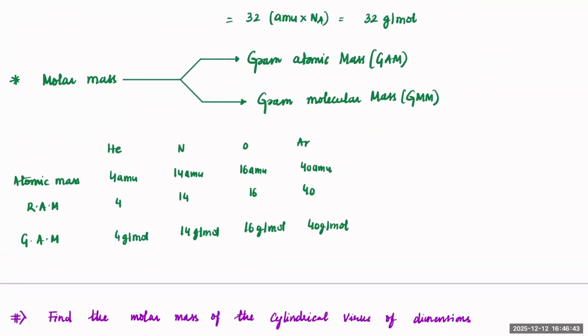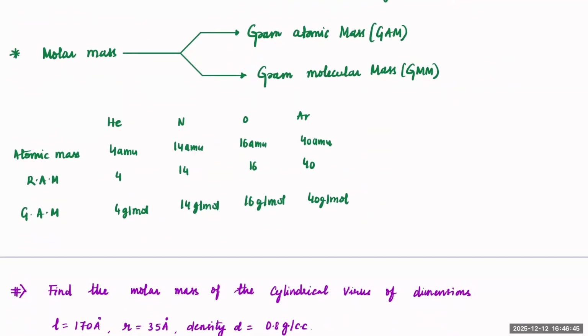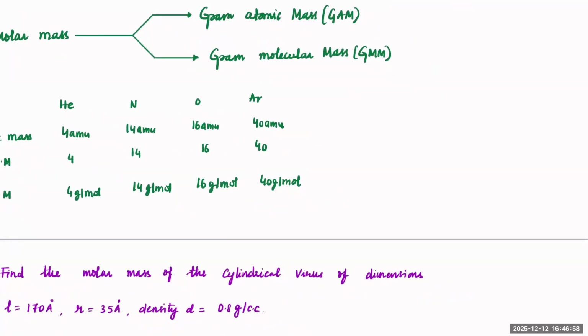Sir, can we say that one atomic unit is equal to 1 gram per mole? Yes, absolutely. Not equal to, equivalent to, because that is for one atom, this is for one mole. So it is equivalent to, not equal to.